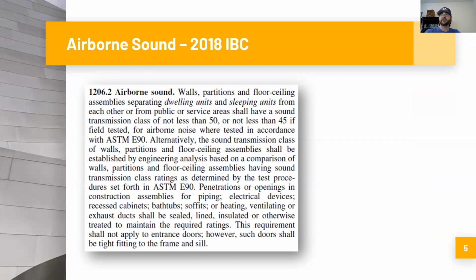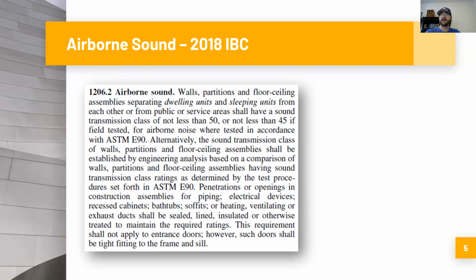The next sentence is also very important when it comes to designing construction of these assemblies that are required to provide acoustic control. It says, penetrations or openings in construction assemblies for piping, electrical devices, recessed cabinets, bathtubs, soffits, or heating, ventilating, or exhaust ducts shall be sealed, lined, insulated, or otherwise treated to maintain the required ratings.